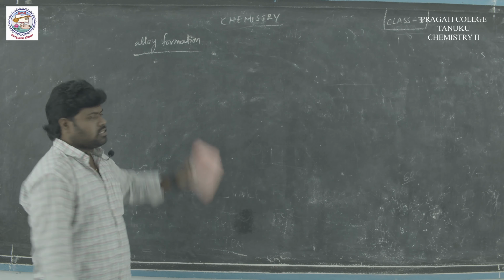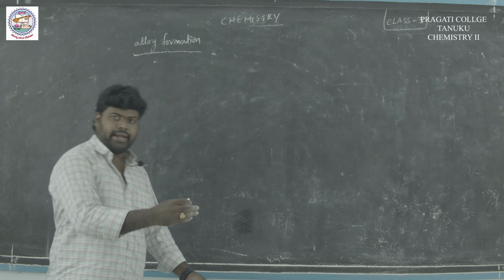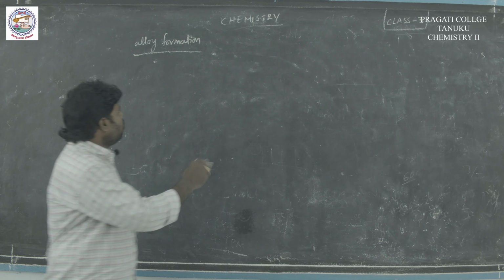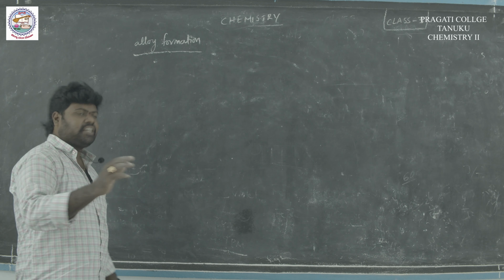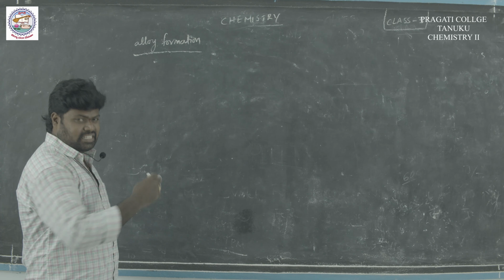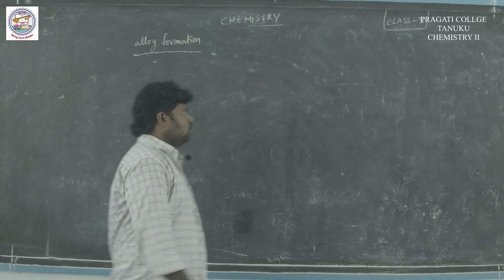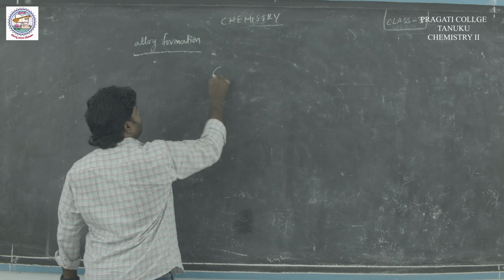So alloy means two or more metals are mixed or combined to form a homogeneous mixture. That mixture is called an alloy. Transition metals easily form alloys. For example, d-block elements, copper.